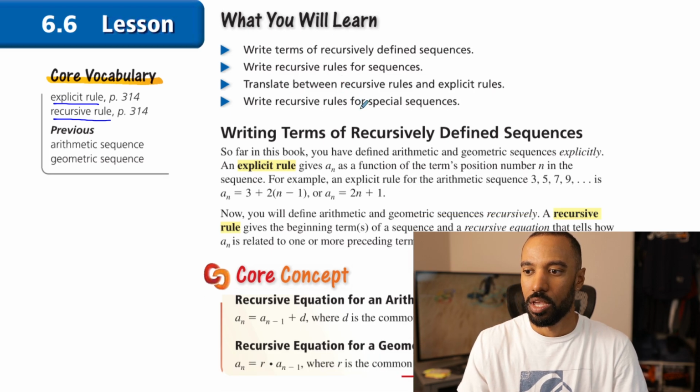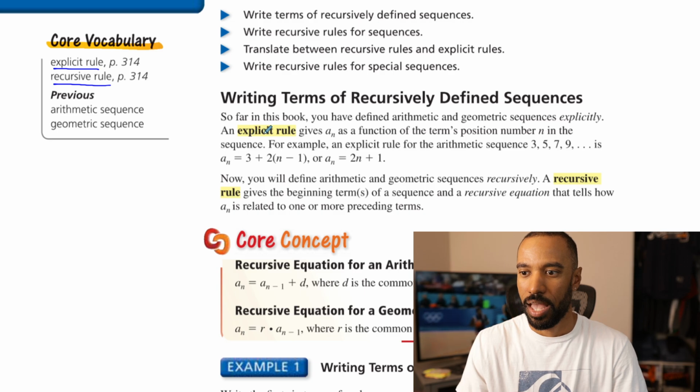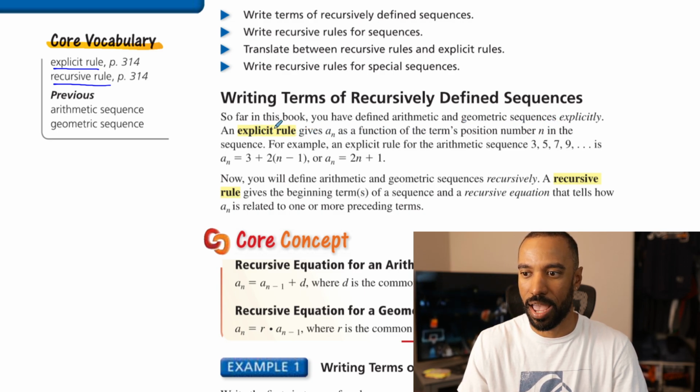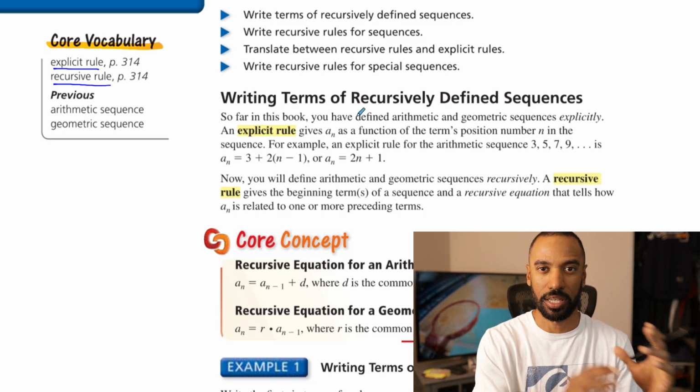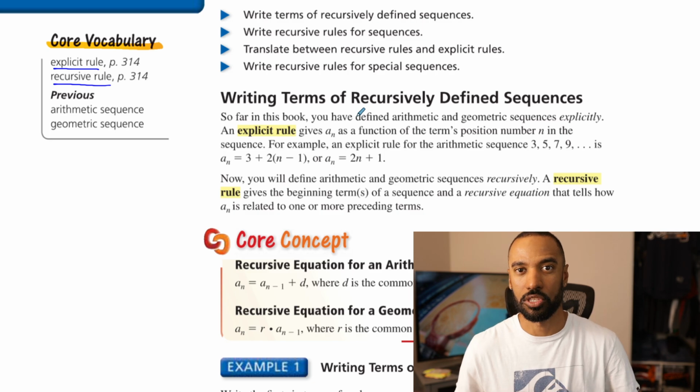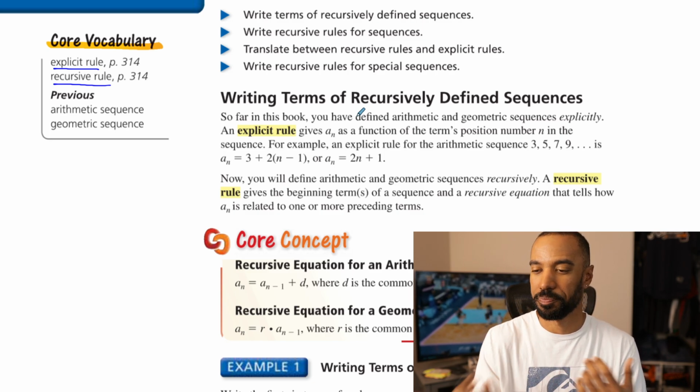We'll take a look. So far in this book, you've defined arithmetic and geometric sequences explicitly. An explicit rule gives a sub n as a function of the term's position number n. So what they mean is we actually use the position number to calculate its value. If I want to find the 100th term, I actually substitute 100 in my calculation to get my value.